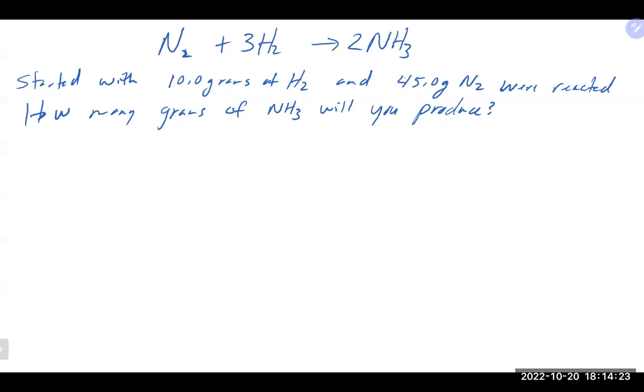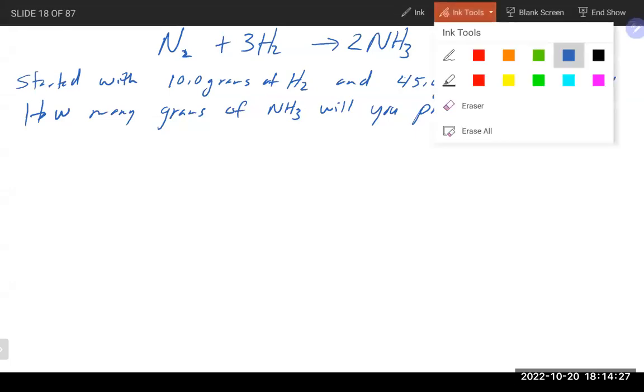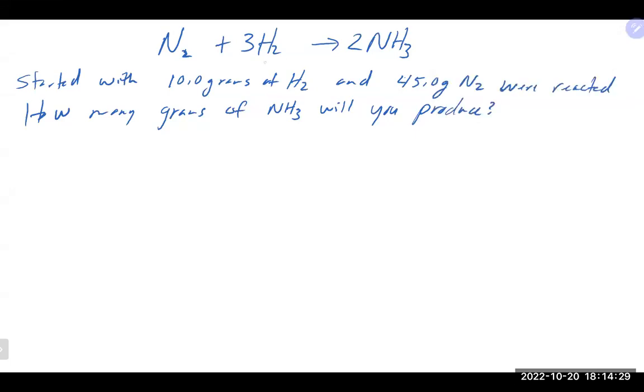All right, so first off, we know it's a stoichiometry problem. The second thing here is I see I have 10 grams of H2. I got 45 grams of N2. That means that without a doubt, I could get to moles of each of those reactants. So right off the bat, that tells me that this is a limiting reagent problem, which again means somewhere along the way, you gotta figure out the limiting reagent.